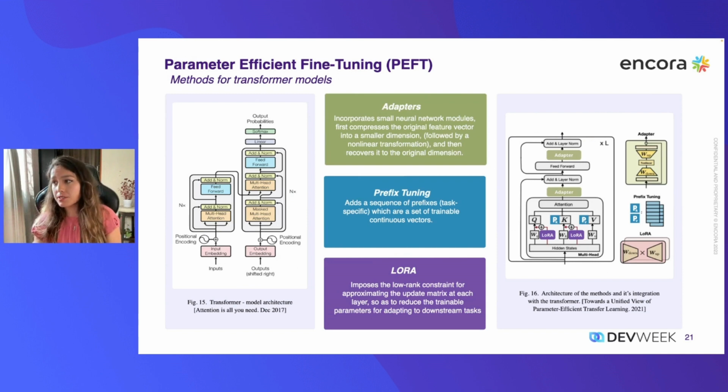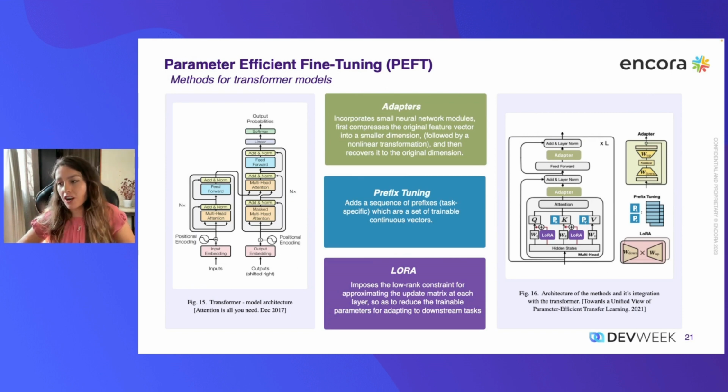So we have the adapters. The adapters are the green ones that you see there. Adapters incorporate small neural network models. First, it compresses the original feature vector into a smaller dimension, as you can see in the smallest image, followed by a nonlinear transformation, and then it recovers the original dimension. That's the adapter. We can also have prefix tuning, and this adds a sequence of task-specific prefixes, which are a set of trainable continuous vectors. And just to spoil a little bit, we have LoRA.